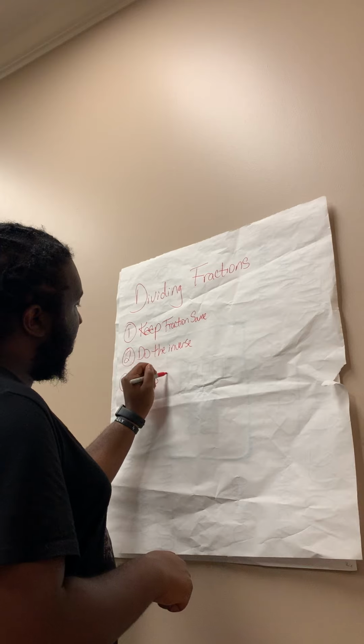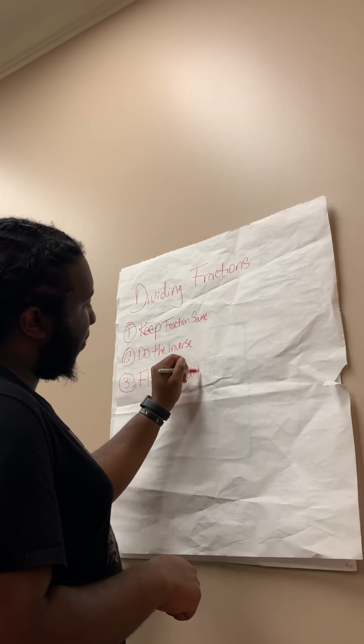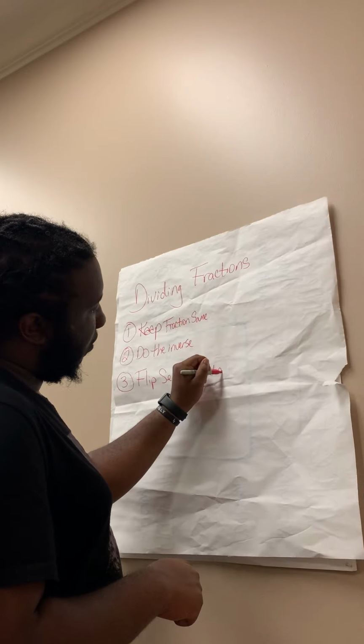Step three: flip the second fraction. Very simple, right? Flip the second fraction. So I came up with this 3-step way to divide fractions. Keep, change, flip. Keep, change, flip. Do that with me. Keep, change, flip. Very good. One more time. Keep, change, flip. Let's try it out with a problem.